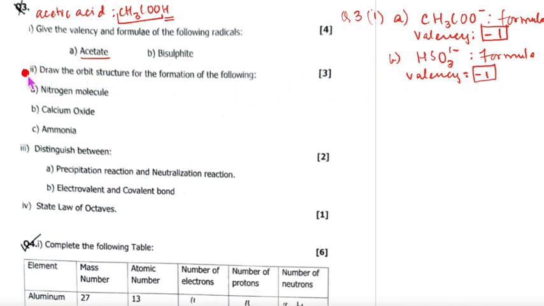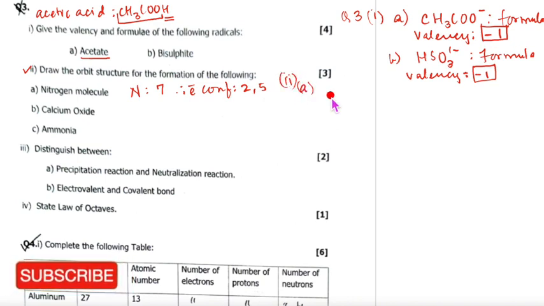Let us come to the third one. Draw the orbit structure for the formation of the following. Nitrogen molecule. Now nitrogen is atomic number 7, therefore electronic configuration is 2, 5. So it has to share 3 electrons. So we can have your A part. This is the second part.